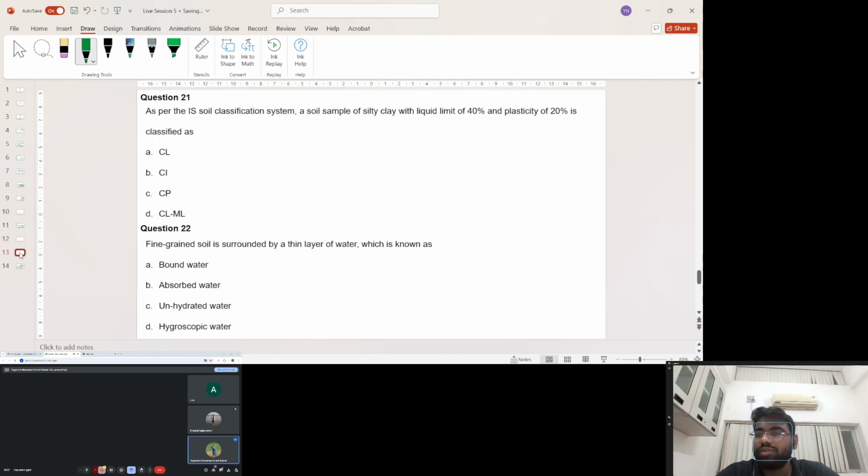All right. Coming to the next question. As per the IS soil classification system, a soil sample of a silty clay with liquid limit of 40% and plasticity index of 20%. All right. So liquid limit of 40%, then it falls under intermediate plasticity. You can straight away say.